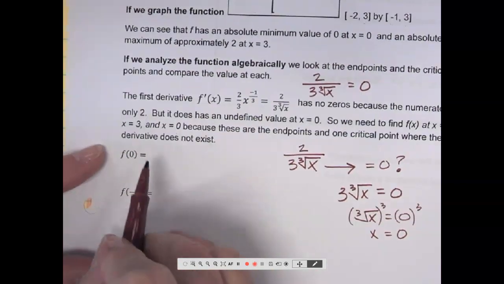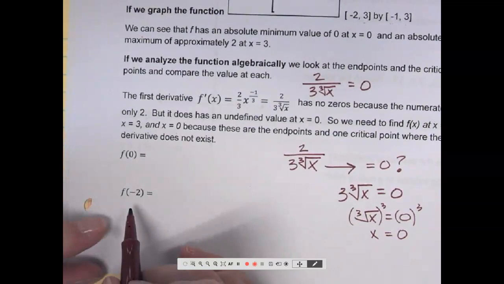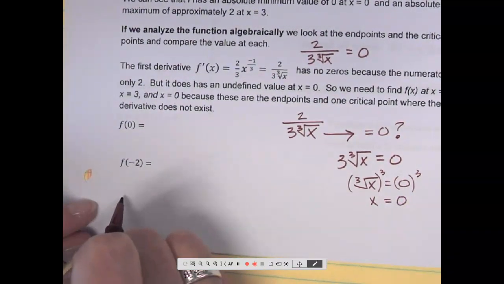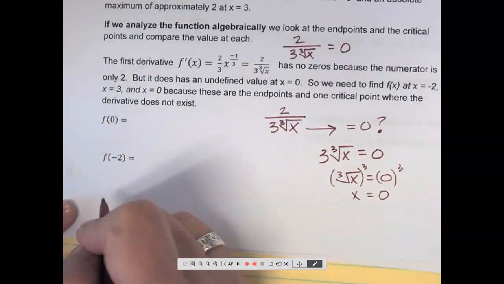Okay, so I need to find f of 0, I need to find f of negative 2, and I don't know why I didn't put f of 3 down here. Did it carry on to the next page? Oh, I'll have to change that.